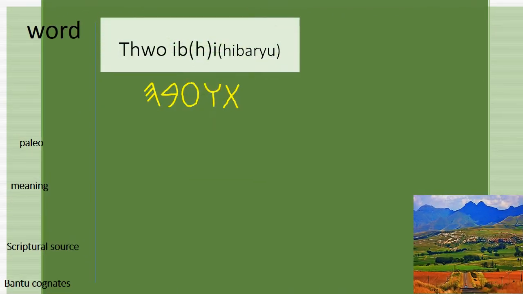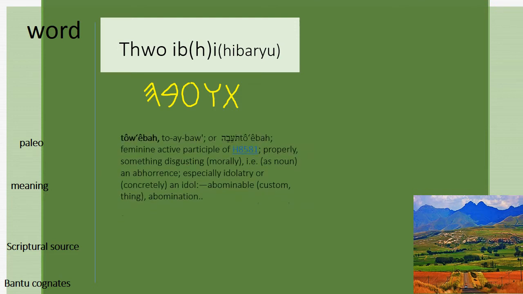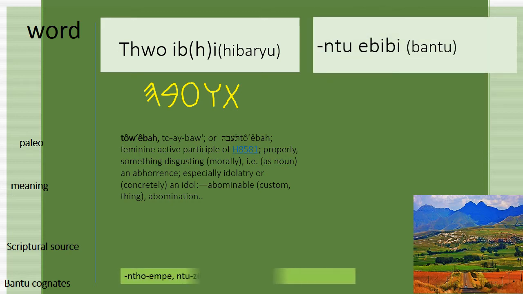Toibi is a Hebrew word which, according to Strong's, means something disgusting, an abhorrence, abominable, abomination. We also have a Bantu word, to ebebe, to embe, which are cognates, to zibi, to embe. Now the word toibi, the Hebrew word, is made out of to and ibi. That to, T-H-W-O, translates to nto, ndu.